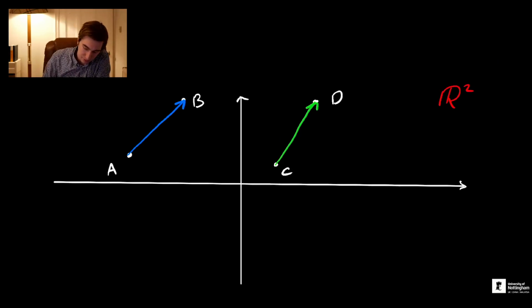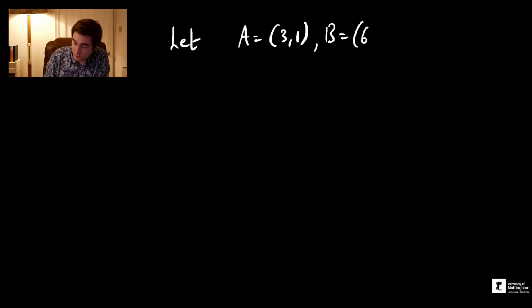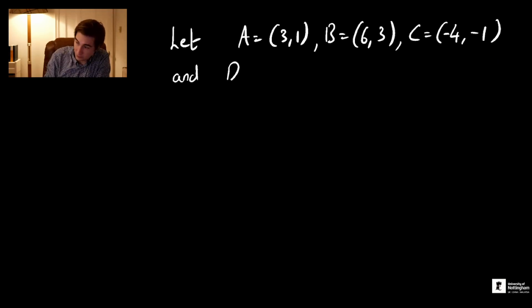So let's just see this with an example. If I write out some explicit values, and these are in the notes as well, let A equal the point (3, 1), B equal the point (6, 3), C equal the point (-4, -1), and D equal the point (-1, 1). Then what is the vector AB, or the directed line segment AB?